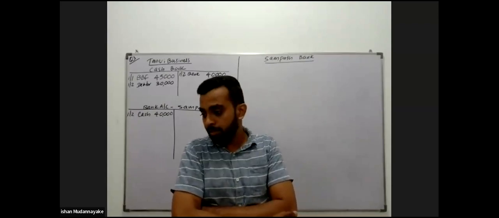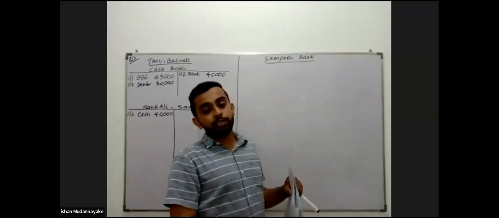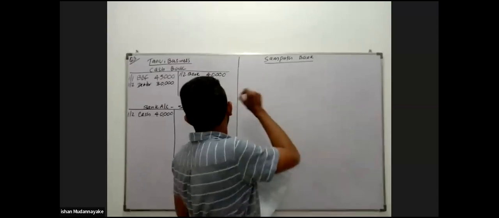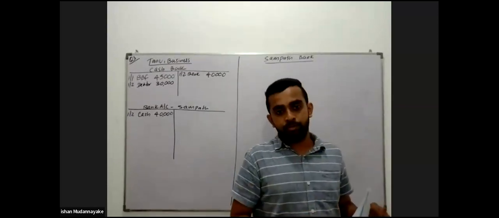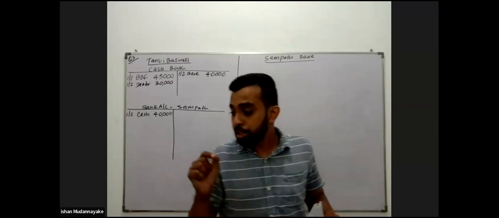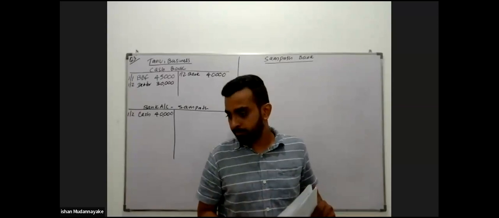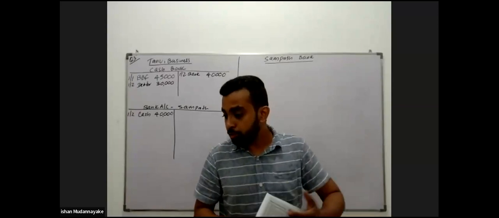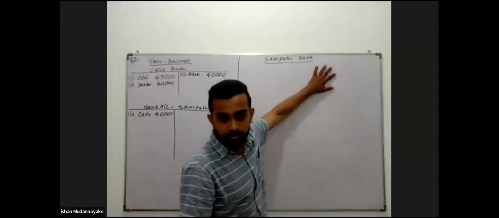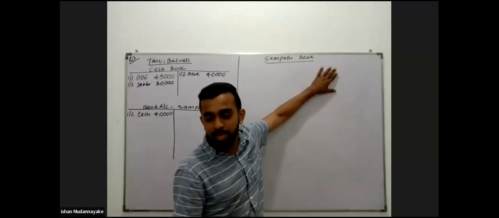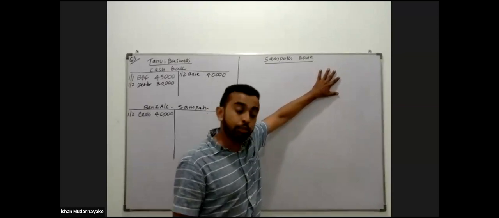Then here, Sampath Bank received 40,000 cash from whom? From Thanvi. Sampath Bank received cash. Received cash, at first we debit. Sampath Bank, one of the businesses. Then to which account do they need to debit that 40,000 received from Thanvi?